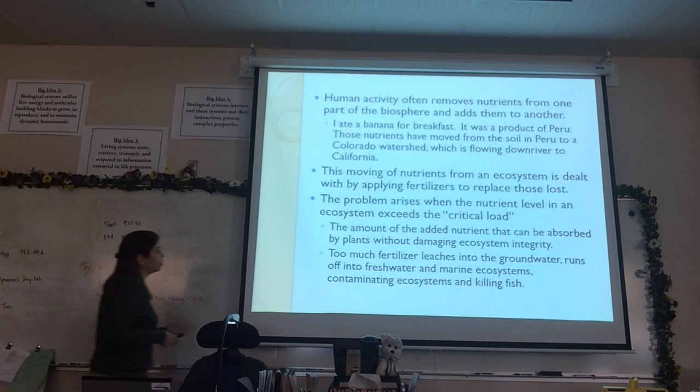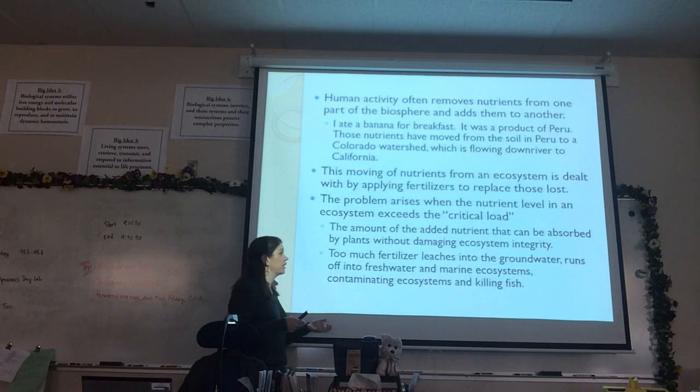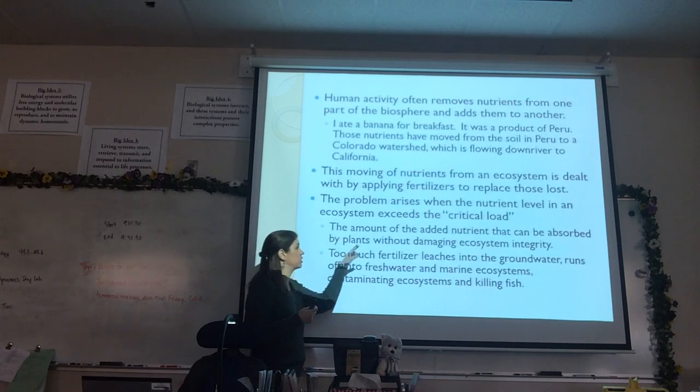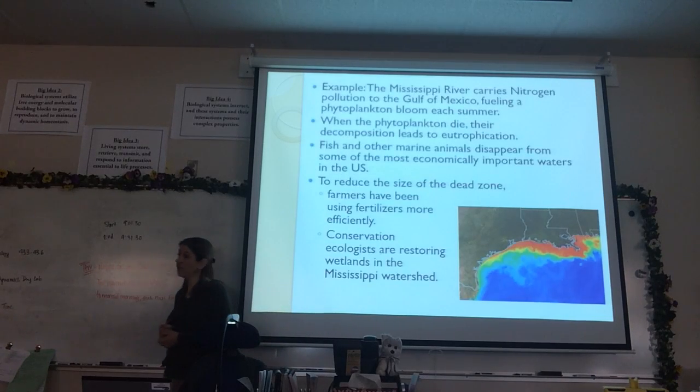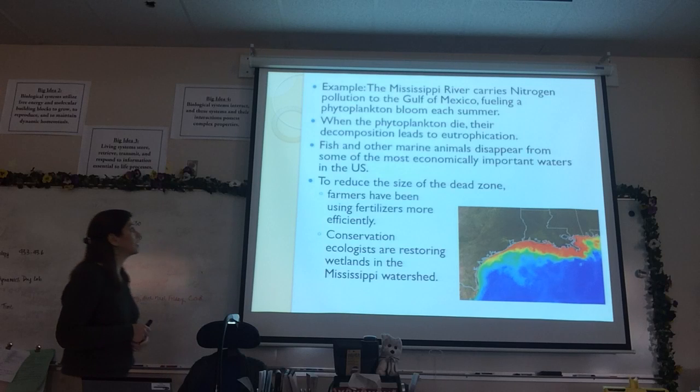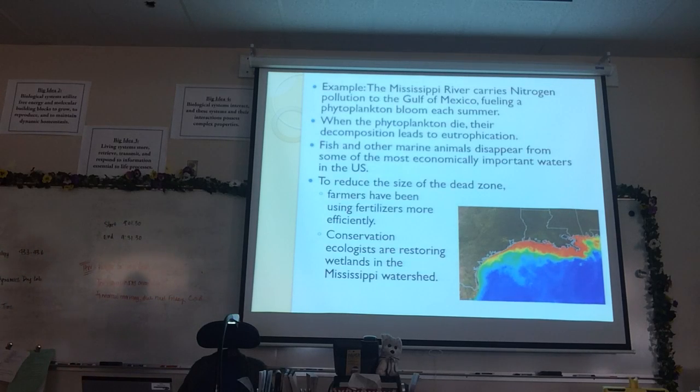Well, the added nutrient is how we have the eutrophication issue that we talked about with the water systems several lectures ago. The fertilizer gets into the groundwater, runs into the fresh water, and into the marine ecosystem, contaminating ecosystems and killing the fish. So here's a concrete example of this. The Mississippi River carries nitrogen pollution to the Gulf of Mexico.